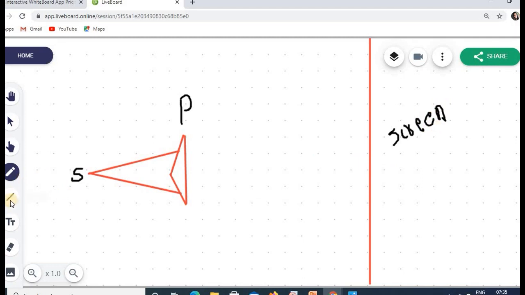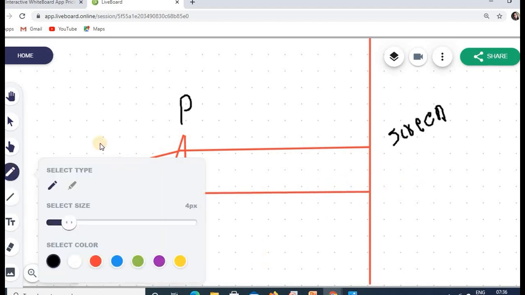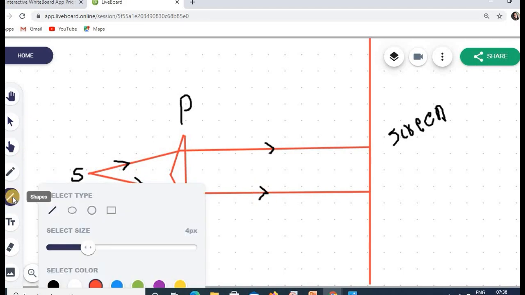When light reaches the biprism, it makes almost parallel rays hit the screen, so you'll get something like this. This is the ray path. Okay, you draw along with me.